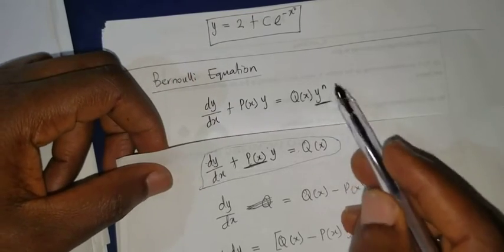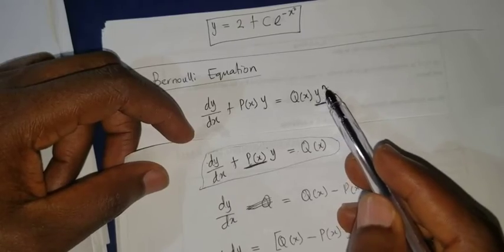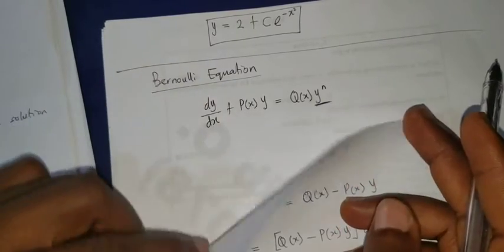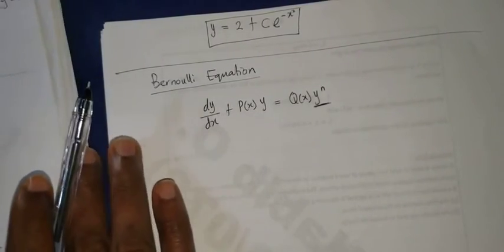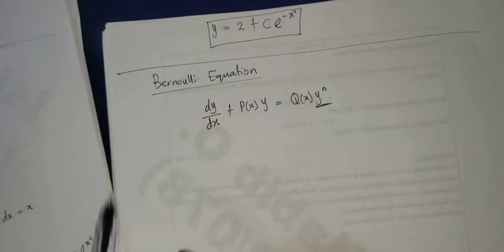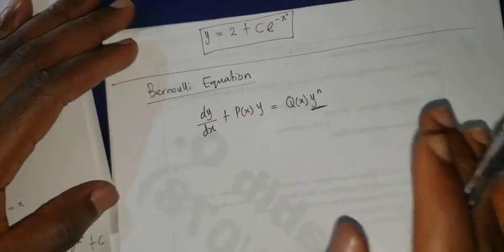So this is actually what makes it non-linear, because here you have y to some power, which is not going to be 1. Okay, so when you have this kind of problem, what do we do? The simple thing we are going to do is to use a substitution.